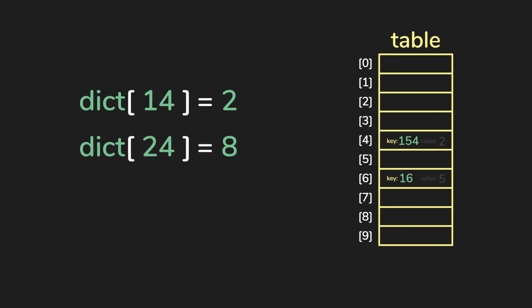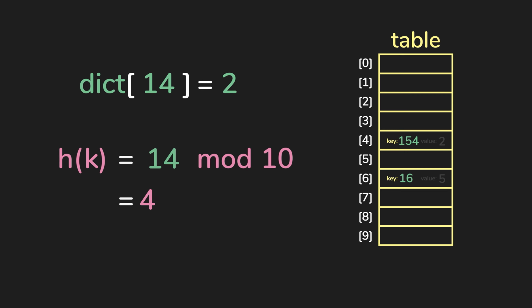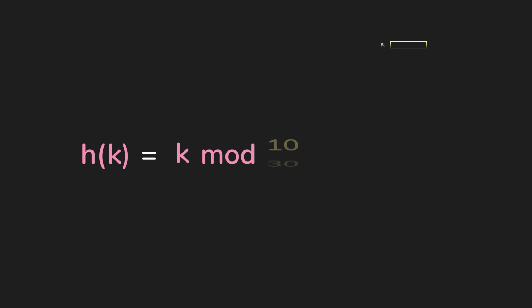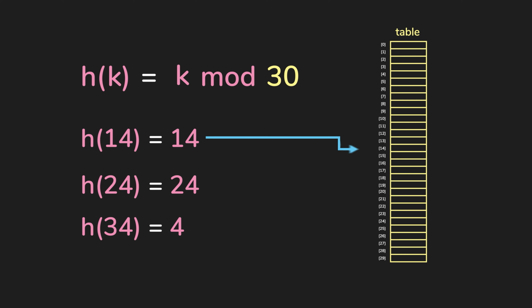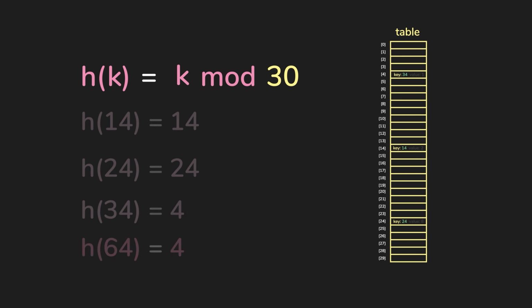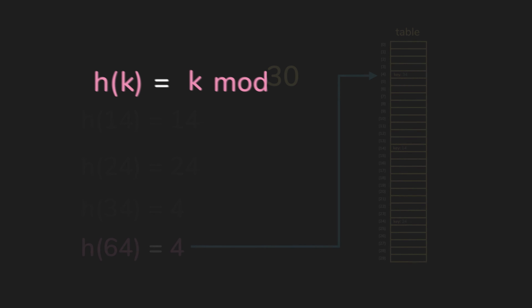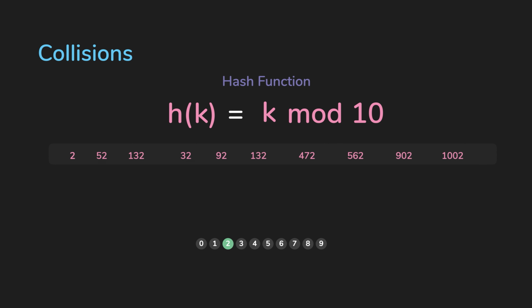Now, you might already see the problem here. What happens if we store the key 14 or 24 or 34? Isn't that spot already taken by the key 154? We can increase the size of our array and change our hash function to mod by something bigger, but there will always be numbers that will collide as long as our array has a fixed size. This is what we call a collision. Many keys can map to the same integer with our hash function.